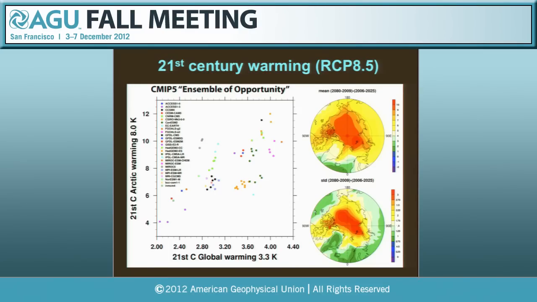I mean, models have different mean state biases. They have different ways of incorporating processes. But I guess I really want to discourage the sort of search for a single process that explains the intermodel spread. I don't think that's a fruitful path forward. I think diving into individual models and really understanding the processes in them is what's going to help us understand what's controlling the trajectory of Arctic climate change.